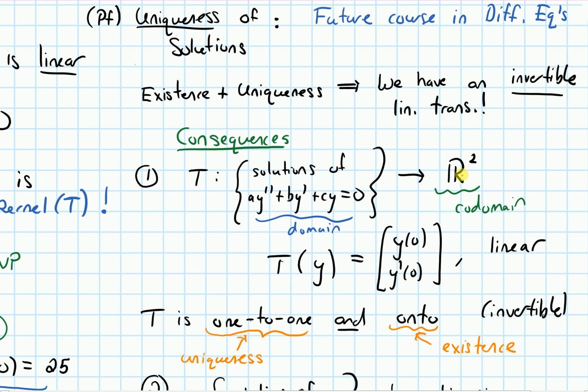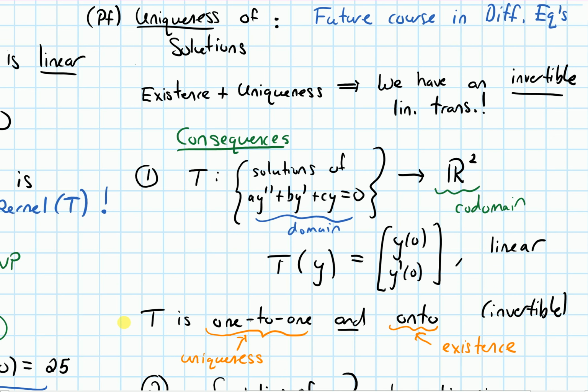Because that says no matter what vector we take in R2, no matter what two numbers that we have for these entries, there is guaranteed to be something in the domain, so a function, a solution to this differential equation, that'll get mapped to those initial values.